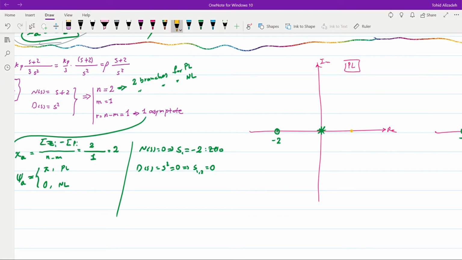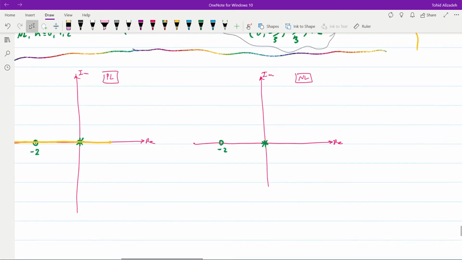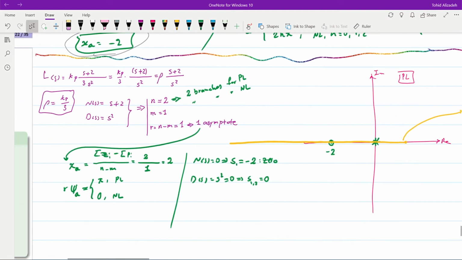So I can draw the asymptote for both cases. Let's say we start from here. For the positive locus, the angle is equal to π, so this will be our asymptote. Sorry if I didn't draw it precisely. Okay, so this is one asymptote, and for the negative locus, we will have the asymptote in this way. So again, this is the asymptote. Similarly here. We have the asymptotes drawn.